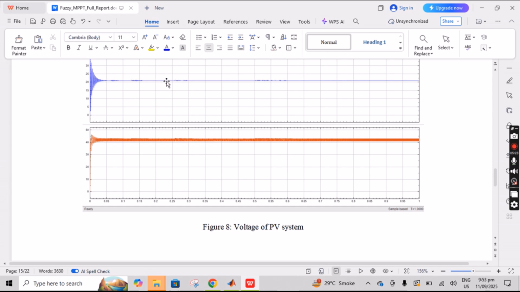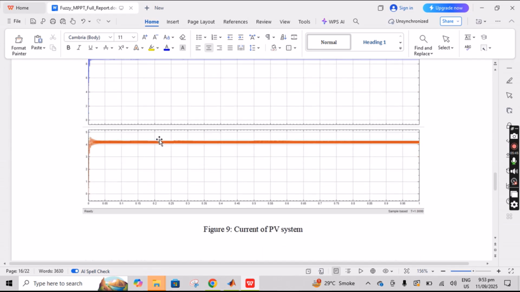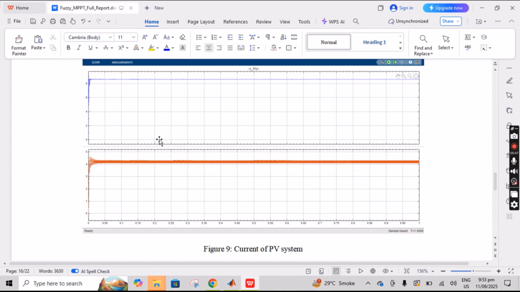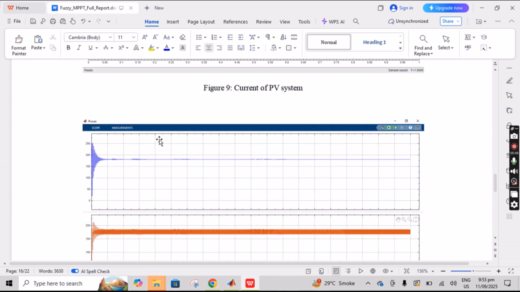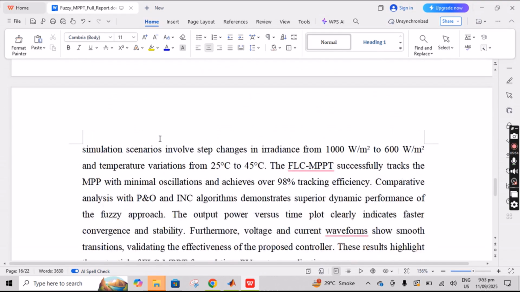Yes, a 22 volt level. This is also the output voltage level after the boost converter, which gives us almost 44 volts. Here is the current, which gives us the complete input and output current of the PV system. Then the power output of the system.